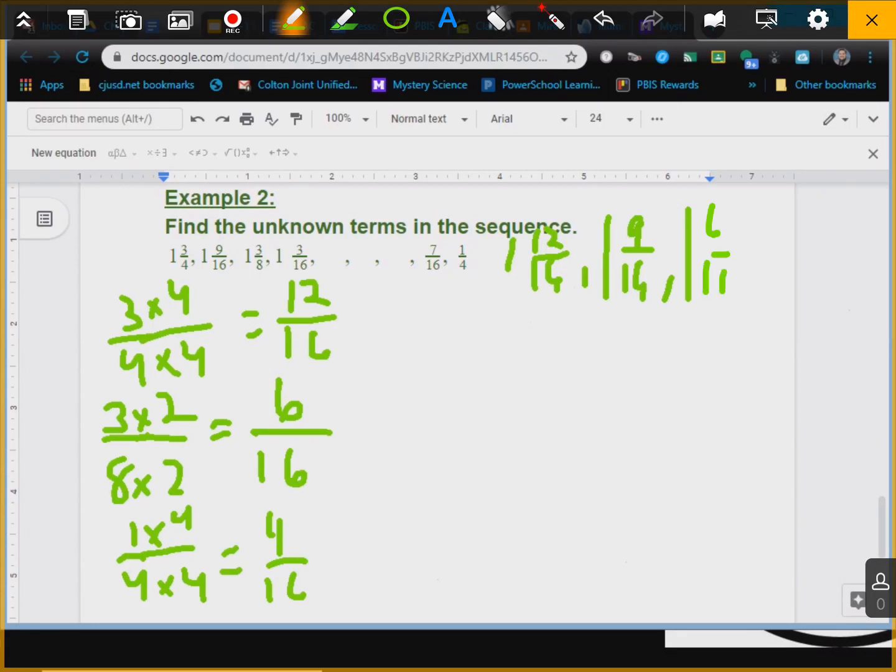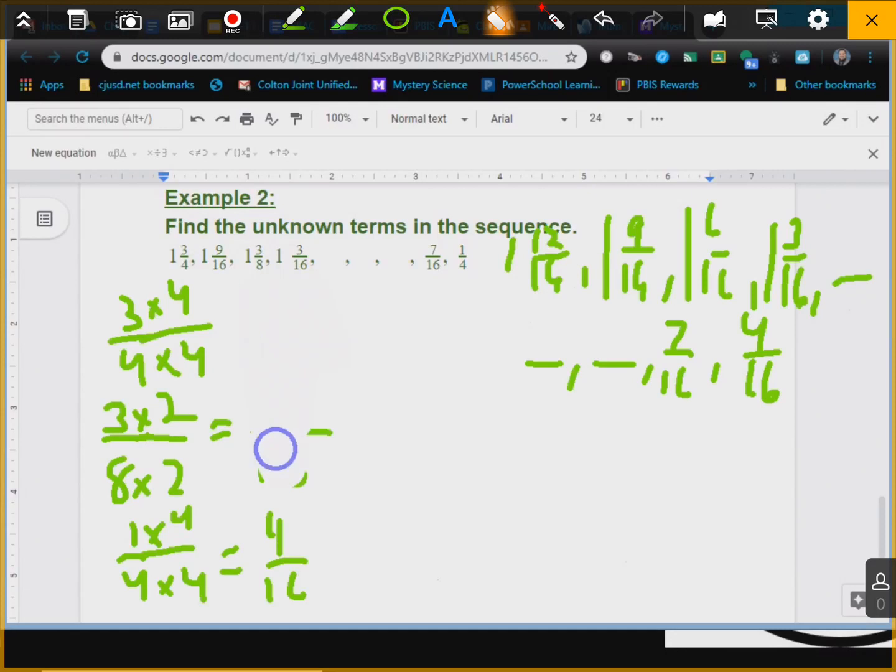So, my new terms are 1 and 12 over 16, 1 and 9 over 16, 1 and 6 over 16, 1 and 3 over 16, blank, blank, blank, 7 over 16, and 4 over 16. Okay, blank, blank, blank.